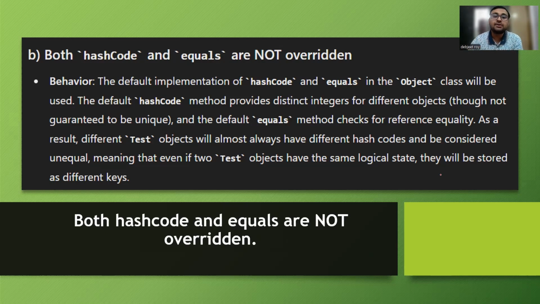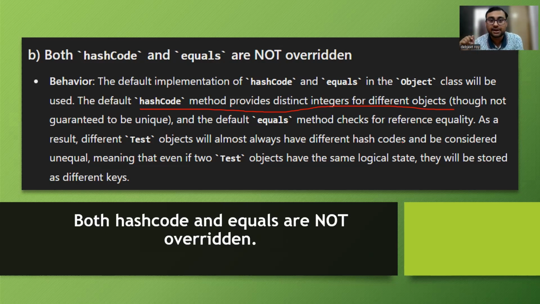So this equals method will check for reference equality. And the default hashCode method provides distinct integers for different objects. So it will not guarantee uniqueness, because you are not providing the condition based upon which it will uniquely identify those objects. Let's suppose I am passing two employee objects with ID 1, name Dev, age 20, and salary 30,000. All values are the same, but there are two employee objects: employee E1 equal to this value, and employee E2 equal to the same value.